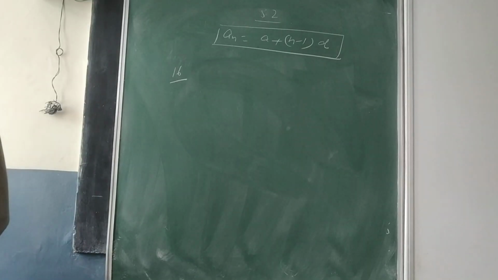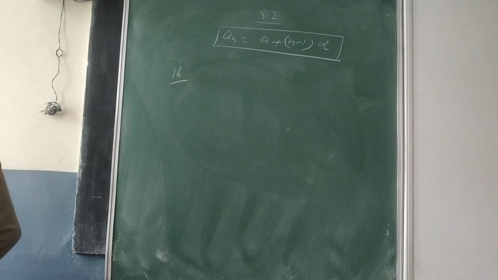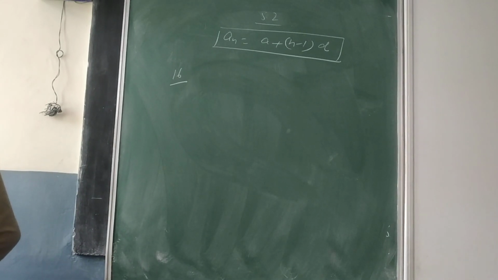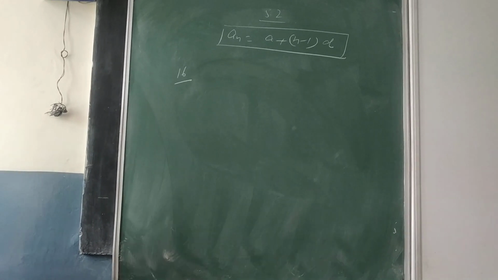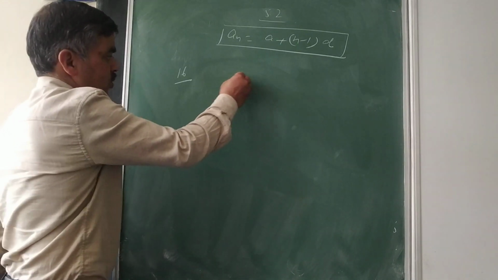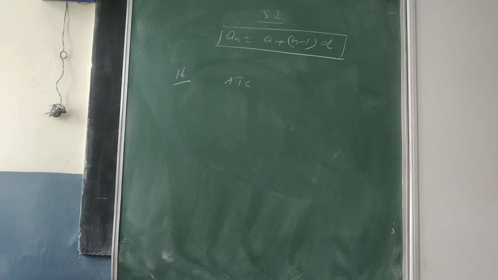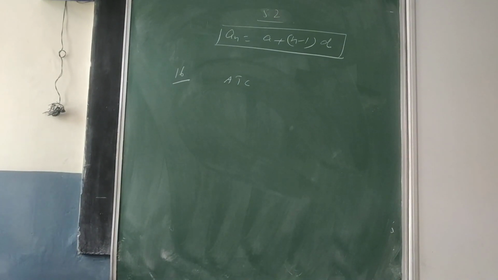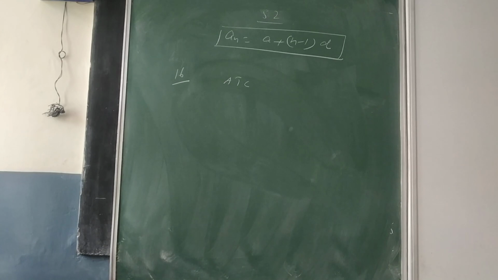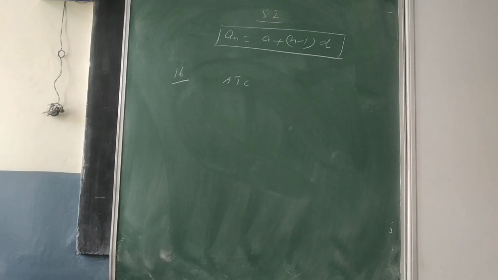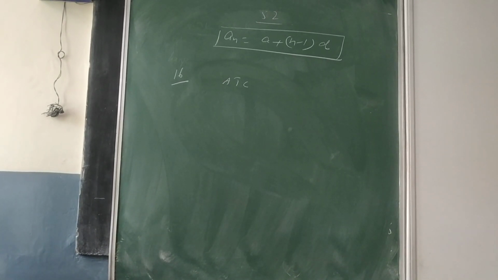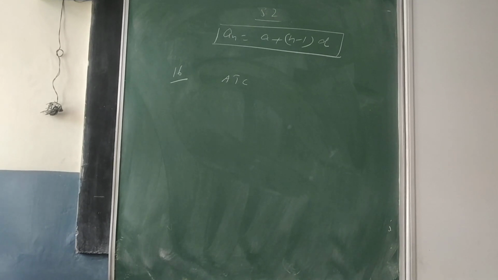Question number 16 is, determine the AP whose third term is 16 and seventh term exceeds the fifth term by 12. So according to the condition, be careful. You have to write the AP here. So A, D I need to determine. Once you have got A and D, your AP will be A plus D, A plus 2D and so on. So here it is, whose third term is 16.